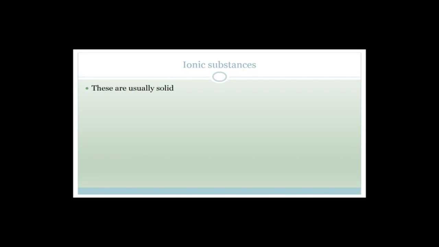So let's talk some more about the ionic solids. Ionic substances, should I say, are usually solid. They're often in crystal form. So if you think of anything that's crystalline, like your salt structures, everything that is ionically formed. They've got high melting points, and that's because the ionic bonds are very strong. They're also brittle, and the reason for this is because of their crystal structure, they break along specific lines. So that's why they tend to be brittle.